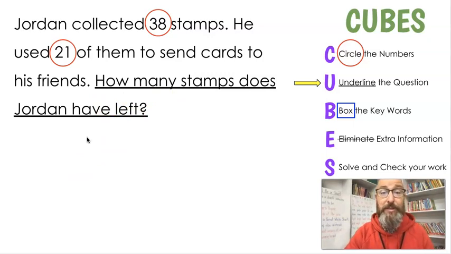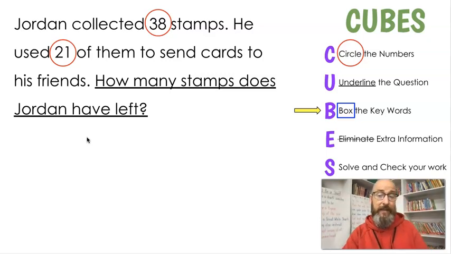After the U, we do the B. What does B stand for? Box the keywords. And do you see any keywords in the word problem?